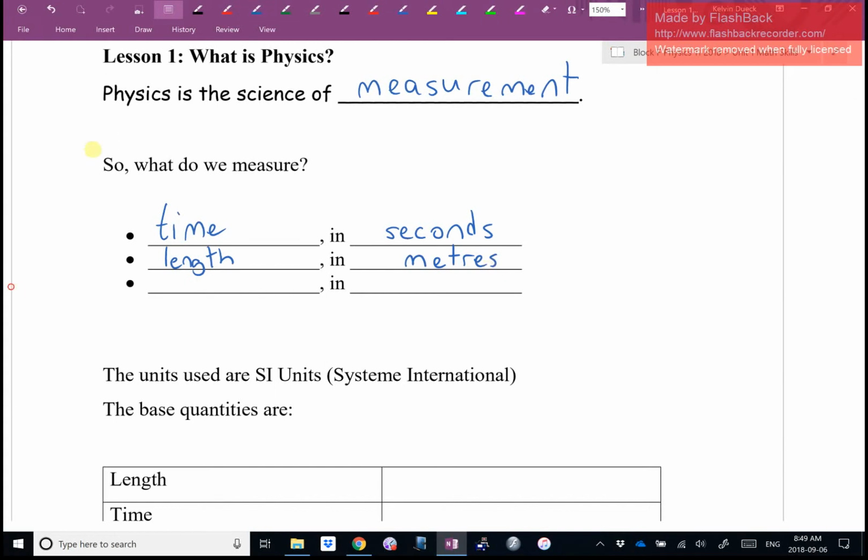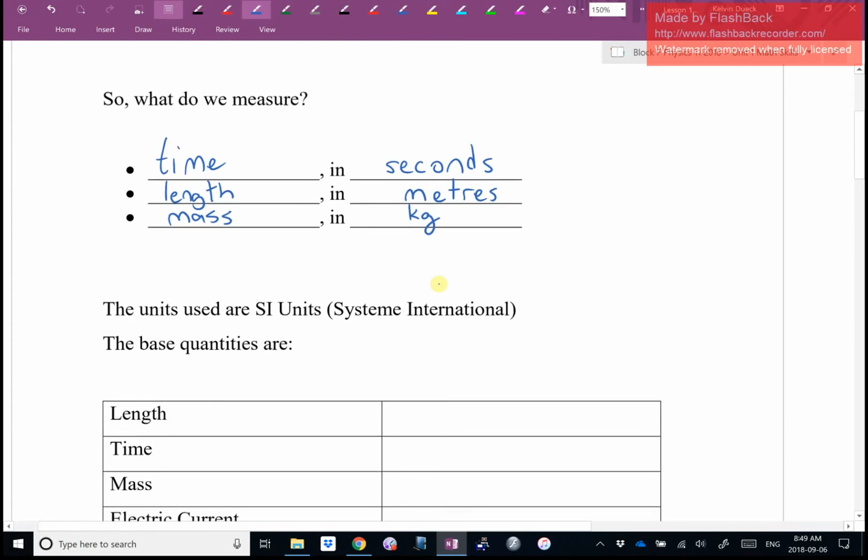And mass, measured in kilograms. And now I'm going to start to abbreviate. I tend to abbreviate.